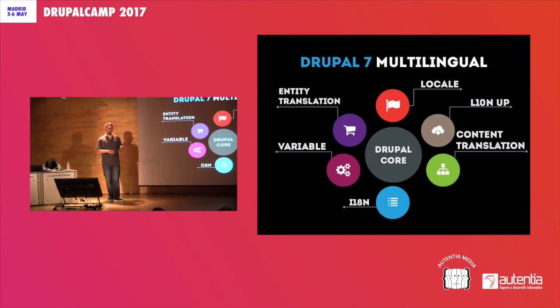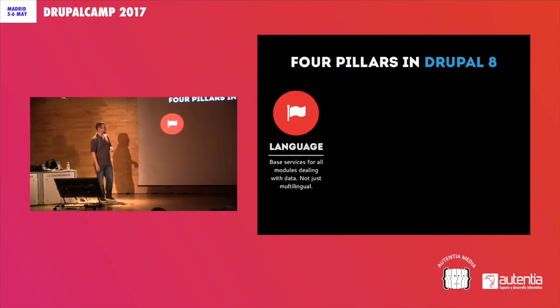So in Drupal 8, working from this context, we put language first, whereas in Drupal 7 it was an afterthought. In Drupal 8, the multilingual initiative was one of the first that started, and the purpose was making this much easier for site builders and for developers to build multilingual sites. So for that, we have 4 different pillars in Drupal 8, which translate to 4 different modules.